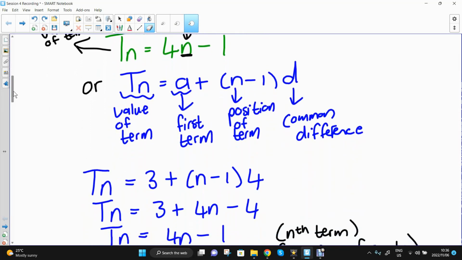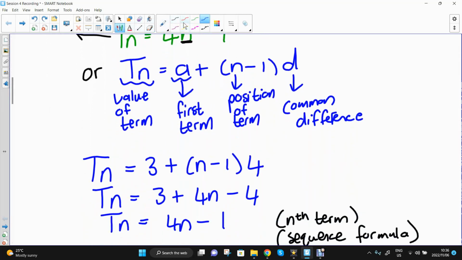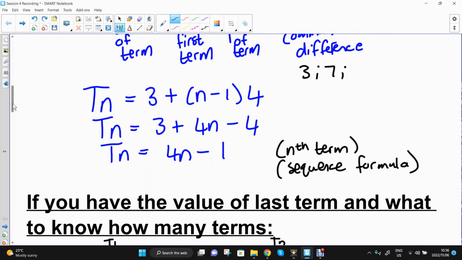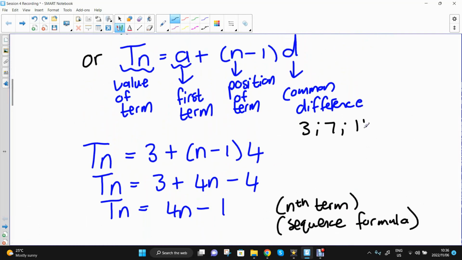Now the sequence I'm looking at, I'm just going to write it down again, is 3, 7, and we said 11 and 15. Okay, so that's the sequence that I want to find the formula of by using the actual formula for the arithmetic sequence. Now Tn stays Tn. You don't want to sub in anything here at the moment. Then your first term is going to be 3.